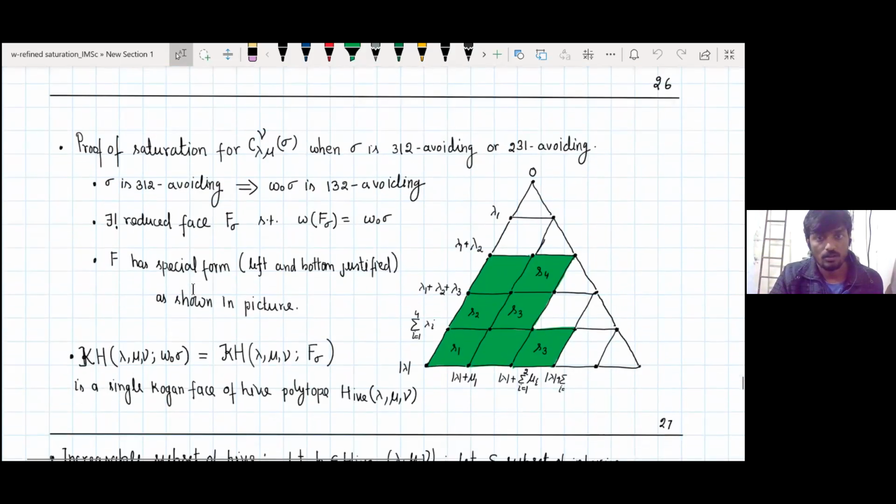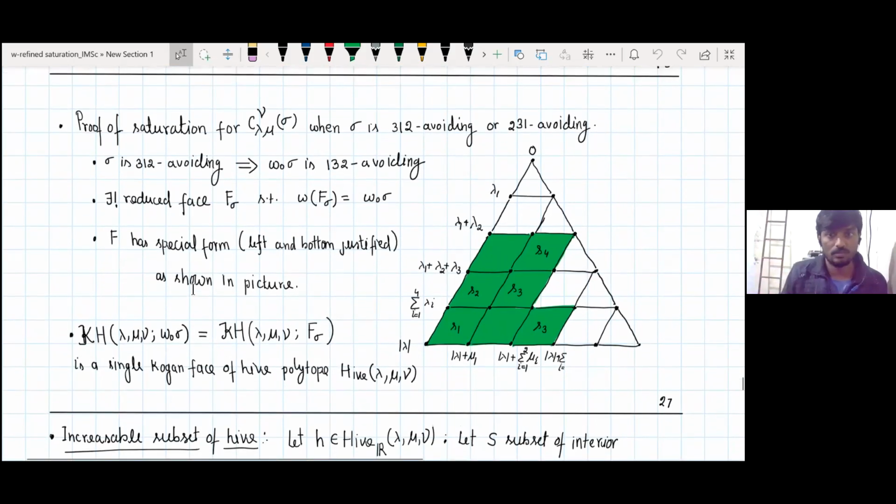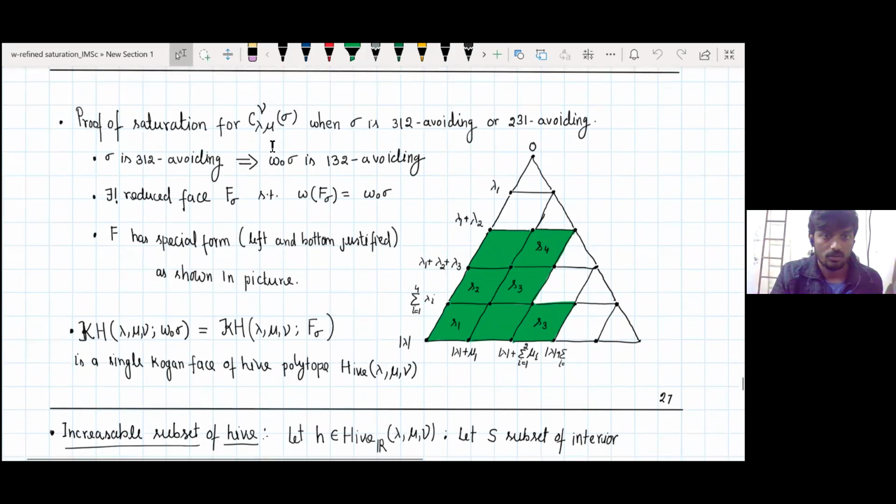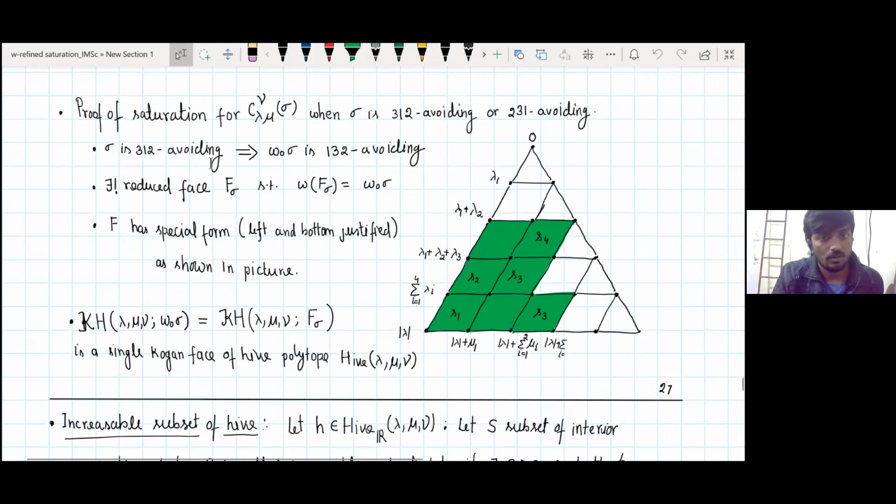So now I would like to sketch our proof for sigma equal to 312 avoiding and 231 avoiding. So we do it for 312 avoiding, 231 avoiding covered by its inverse. Okay. So if sigma is a 312 avoiding permutation, there is a small result. If you multiply w naught before w naught sigma, that will be a 132 avoiding permutation. So if you have a 132 avoiding permutation, corresponding to that there exists a unique reduced phase that we call F sigma.